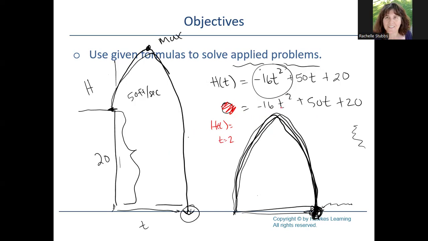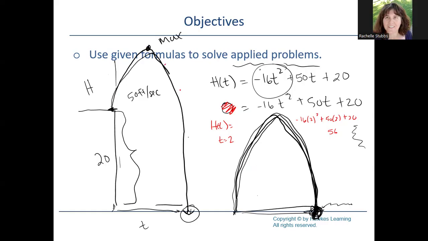Okay, and so I would put a 2 in here. Negative 16 times 2 squared plus 50 times 2 plus 20. And 2 squared is 4, and 4 times negative 16 is negative 64. So negative 64 plus 100 is 36, plus 20. It would be 56 feet high. So we're going to be 56 feet high somewhere.